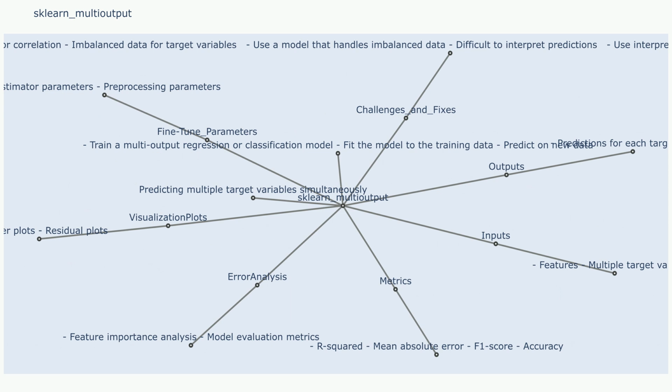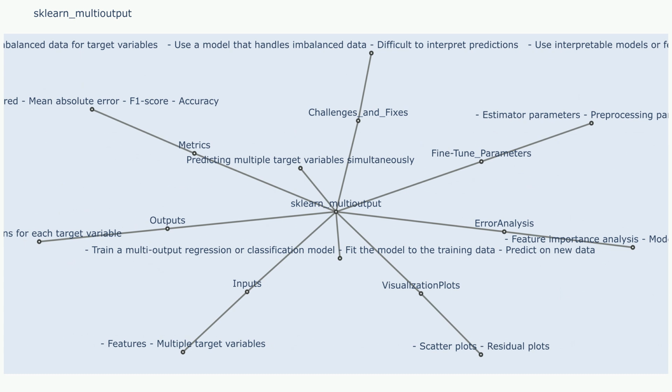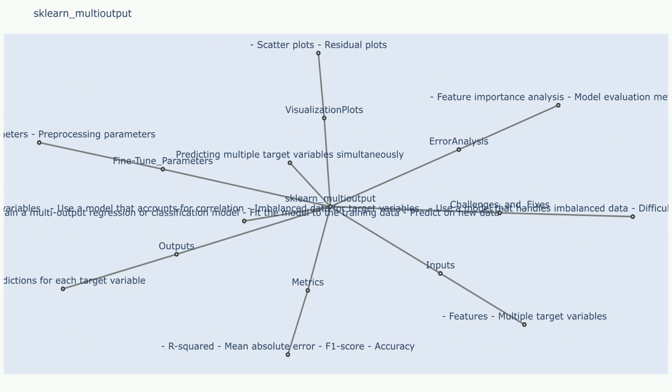Challenge 1. Explain in detail. Data imbalance. If the target variables have significantly different distributions, the model may favor the target variable with more data points. Sample use case that resulted in challenge 1: a dataset where one target variable has a very wide range of values and the other has a narrow range.